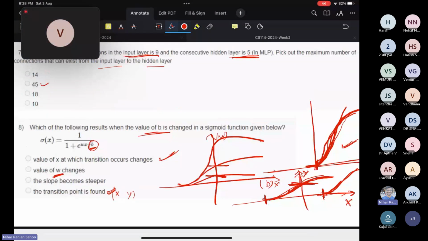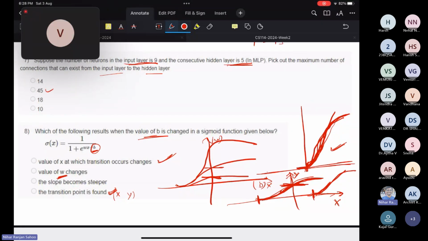Again, you can write in Google. You just type plot of 1 plus e to the power 3x plus 4. You fix the value 4 for b and change the value 3 to minus 3, 10. You see how steeper it is going, how flattened it is going. And you can fix the value of w and change the value of b and see which transition happens.